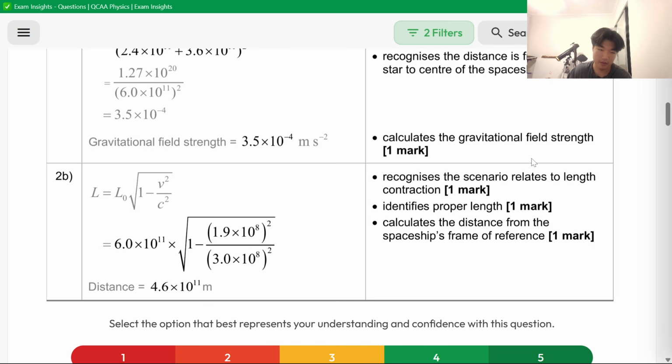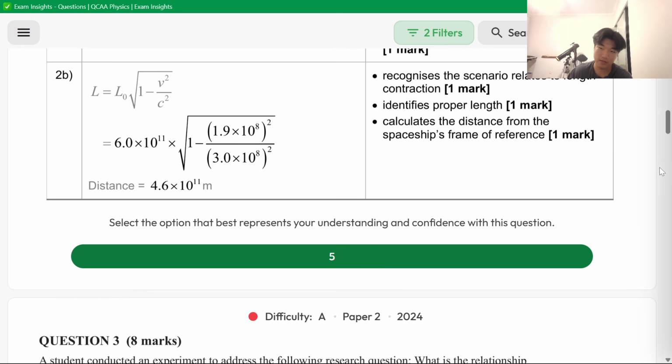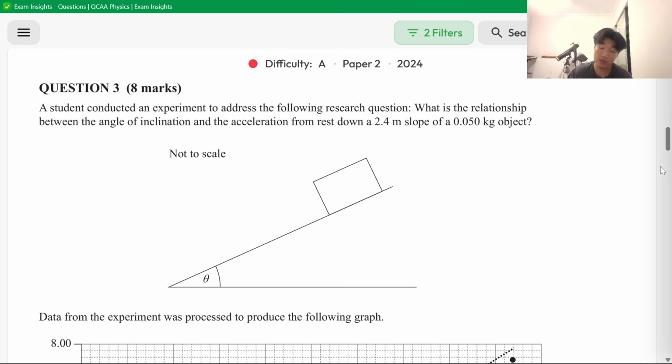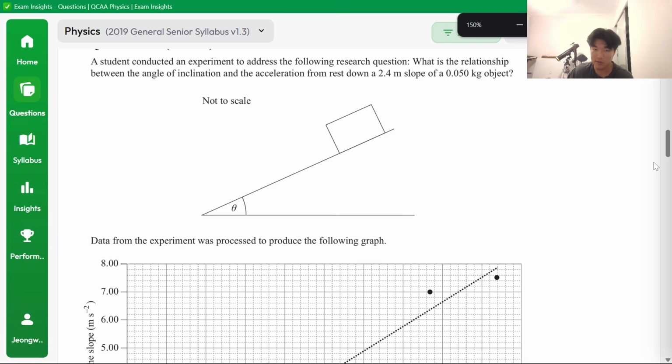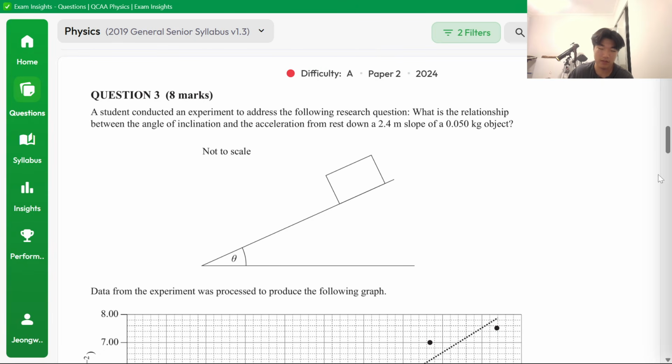Let's see if we're correct. 4.6 times 10 to the 11. So in this case, we did rounding correctly to two significant figures. Not sure if you'll be penalized. I don't know. Let's just keep going. Let's not think about that.